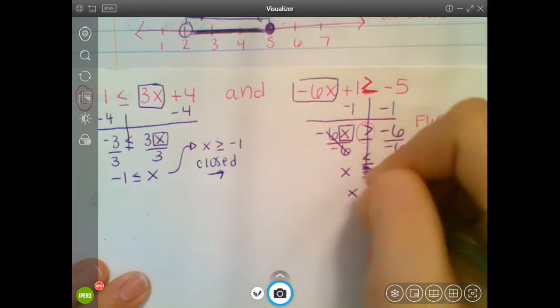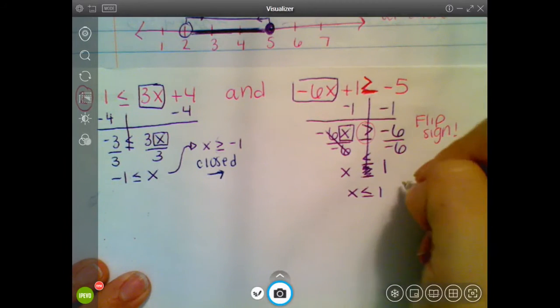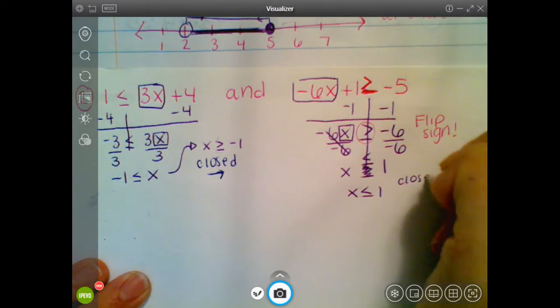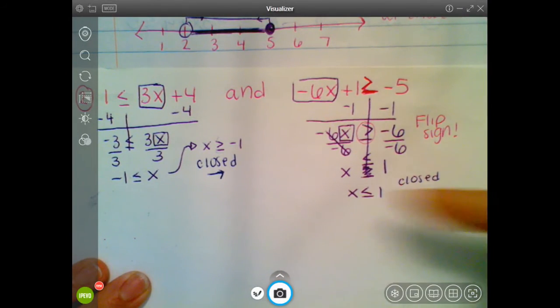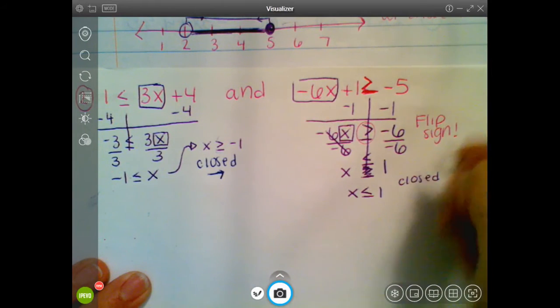Okay, so if I have x is less than or equal to 1, that means that it's a closed circle. And if I look this time, it's pointing over here, so that means it's pointing to the left.